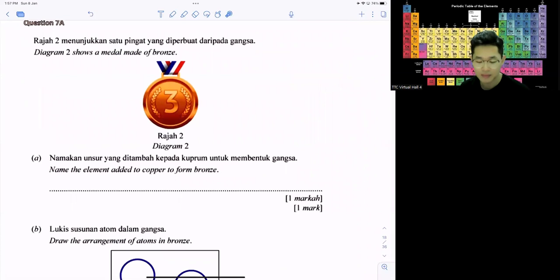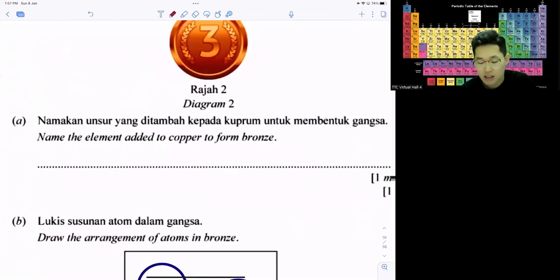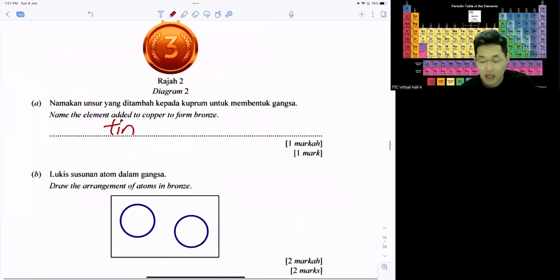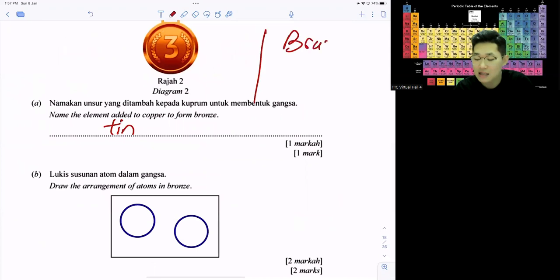Question 7, chapter 8. The diagram shows a medal made of bronze. Name the element added to copper to form bronze. The element that's added into copper to make bronze is tin. If it is brass, then it will be copper plus zinc.